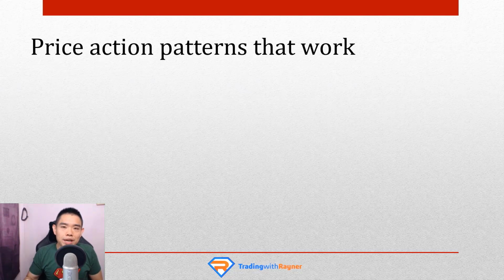So, welcome back to today's training where you will discover professional price action patterns that work. Now, here's the thing, right? I get it. As a discretionary trader, sometimes you're just wondering when is the best time to enter a trade. Sometimes, Rayner, I enter a trade too early, I get stopped out. Sometimes I wait for confirmation, I enter the trade too late, and I realize I bought at the highs.